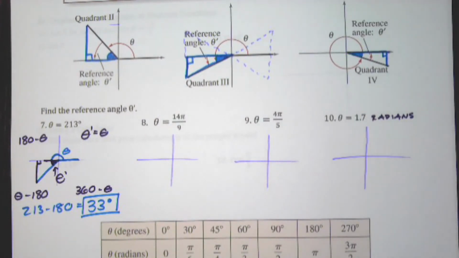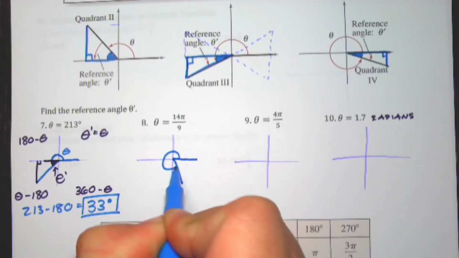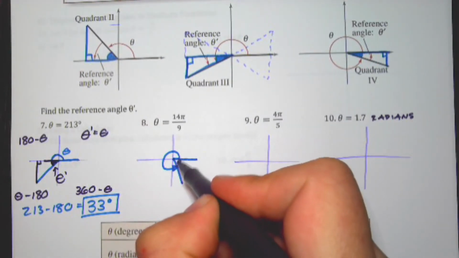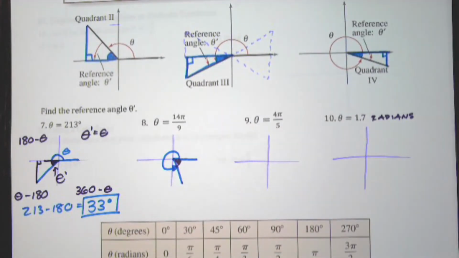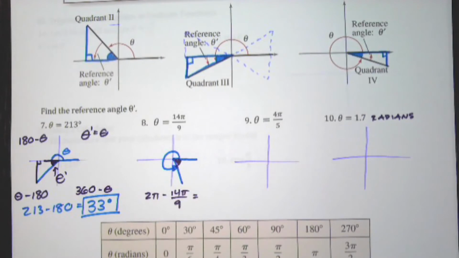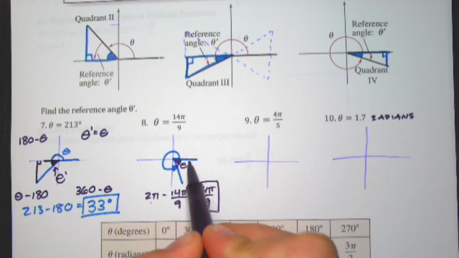So we move on. For number 8, 14 pi over 9 lands us a little more than 3/4 of the way. So that is our entire theta, which means to find our reference angle, or theta prime, we're just going to subtract that from 360, but in this case, from 2 pi. If we find a common denominator, we end up with 18 pi minus that 14 pi over 9, and we get 4 pi over 9 as our reference angle right there.